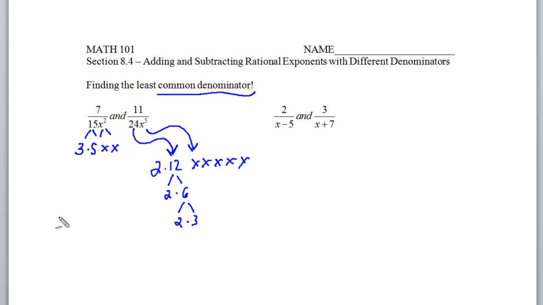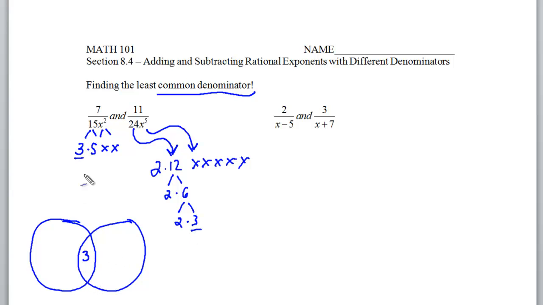Now, if I make my Venn diagram, you will see how nice Venn diagrams work for finding common denominators. So let's see what we have in common. Each of these has a 3 in the common factor there. So I'm going to put a 3 in the middle. Now over here this has a 5, and over here this has a 2 times 2 times 2.